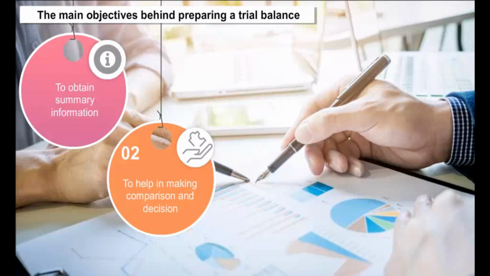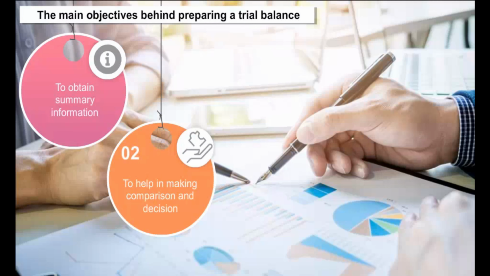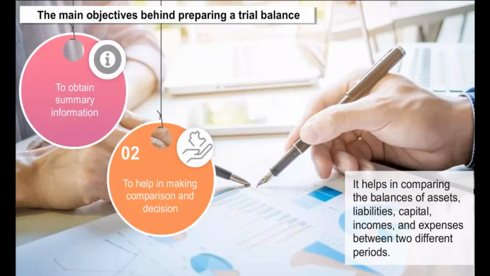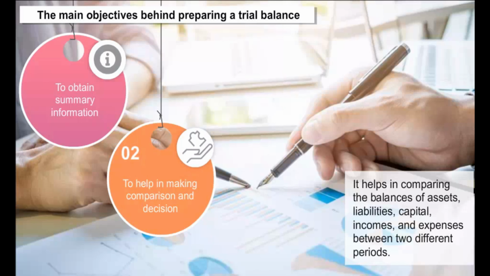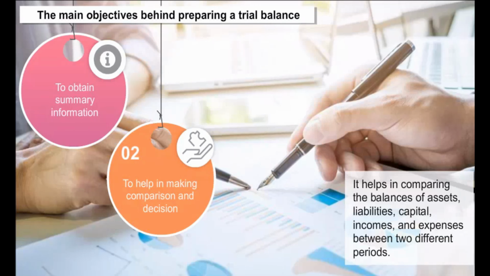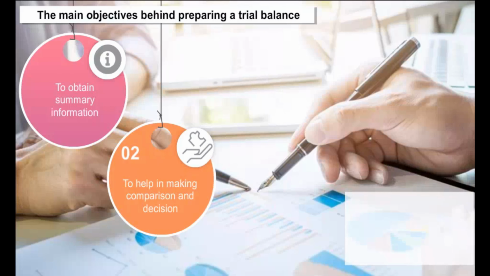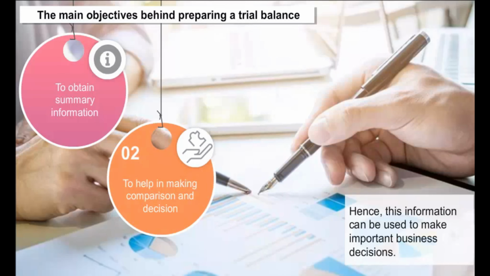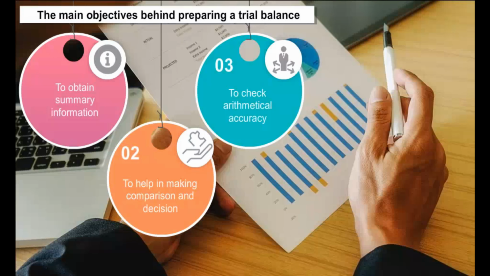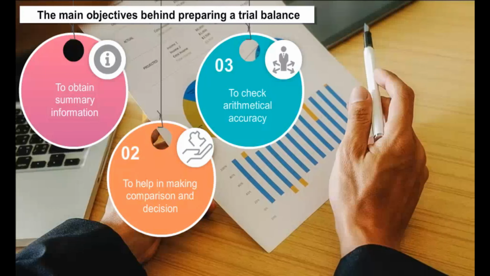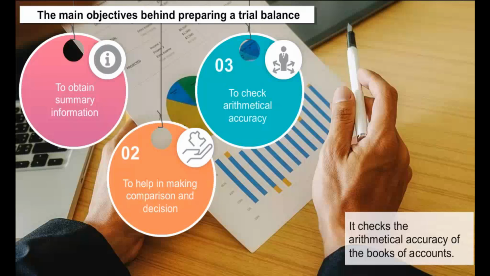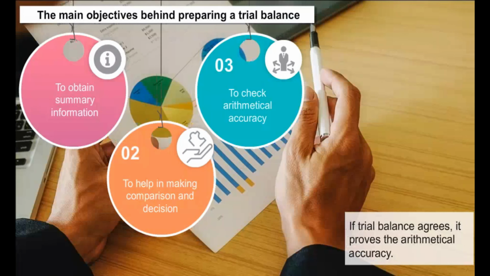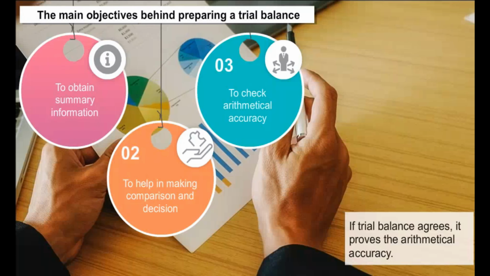2. To help in making comparison and decision. It helps in comparing the balances of assets, liabilities, capital, incomes and expenses between 2 different periods. Hence, this information can be used to make important business decisions. 3. To check arithmetical accuracy. It checks the arithmetical accuracy of the books of accounts. If the trial balance agrees, it proves the arithmetical accuracy.